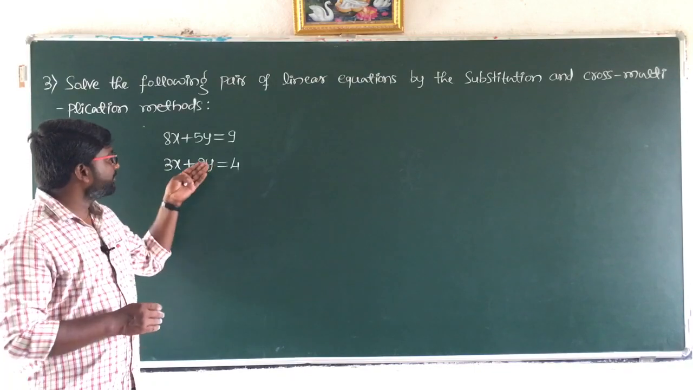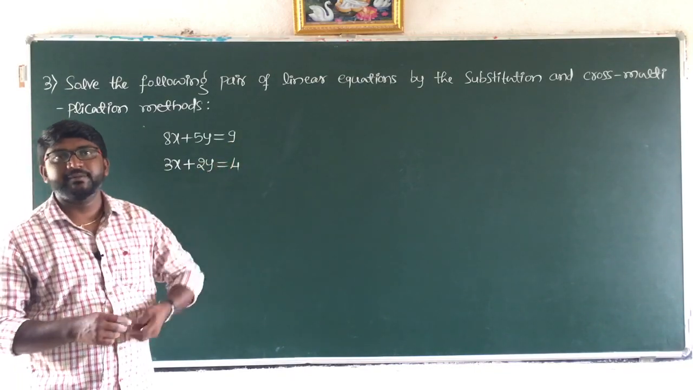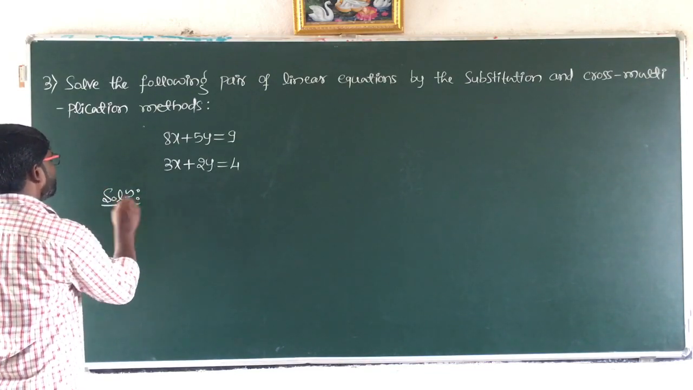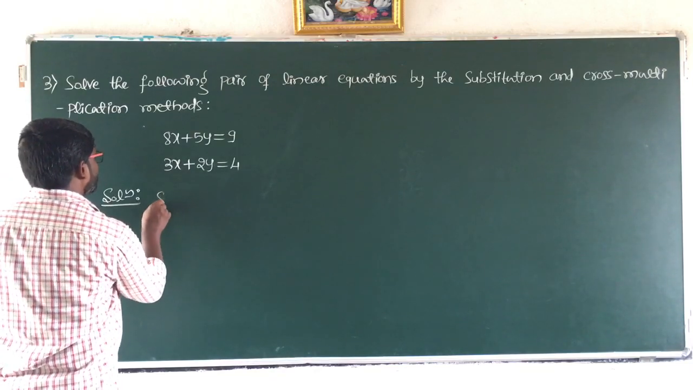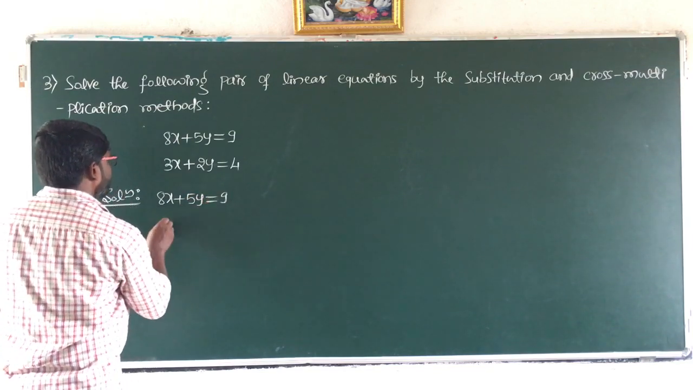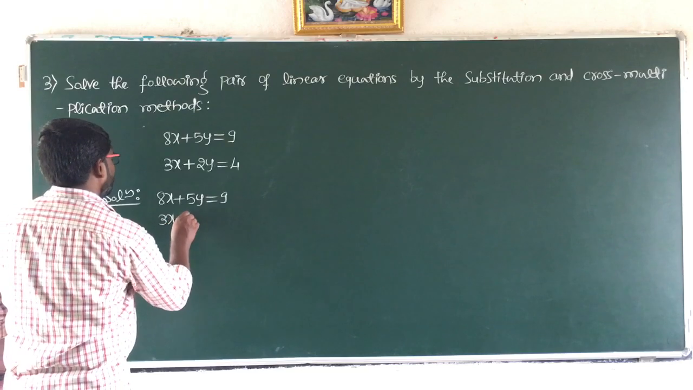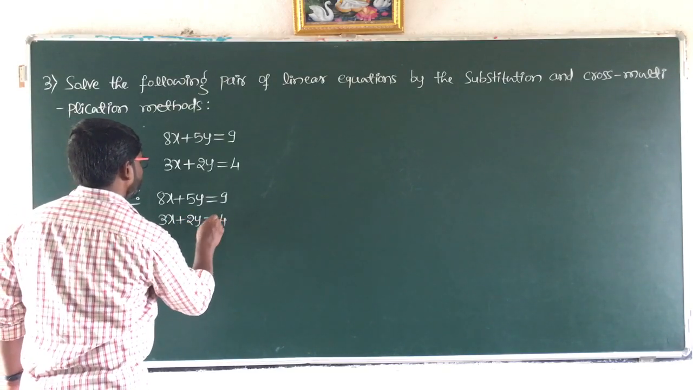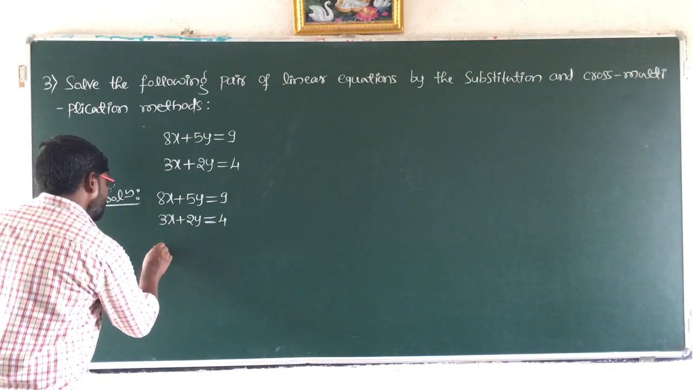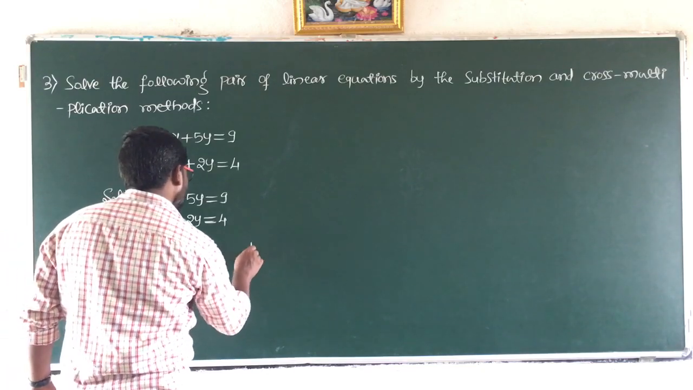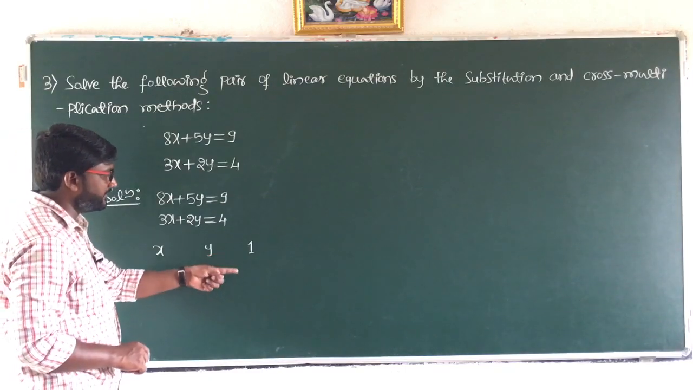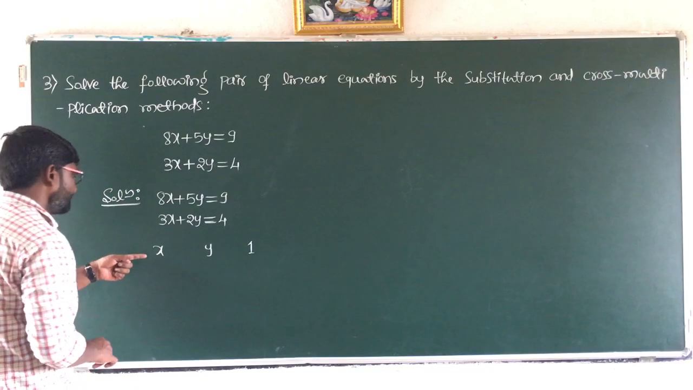Well, we'll solve the same problem by the second method, that is cross multiplication method. So now I will go for cross multiplication method. So 8x plus 5y which is equals to 9, and then 3x plus 2y which is equals to 4. So now we have to go for x, then y, then 1. So here we have to write b1 b2, c1 c2, a1 a2, and then again b1 b2 at the end. So let us write b1 b2.